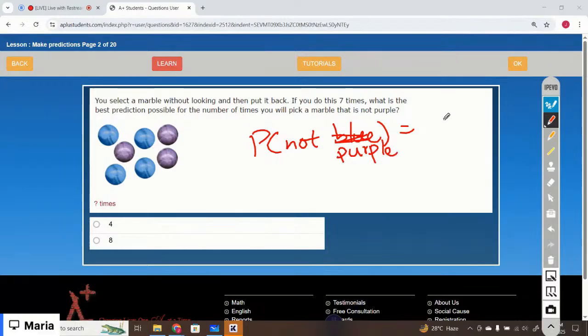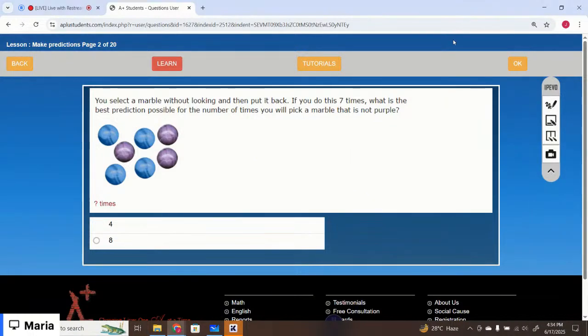Not purple is 4 out of 7. We did that 7 times. 4 out of 7 is 4. So option number 1 is the correct option, that would be 4.